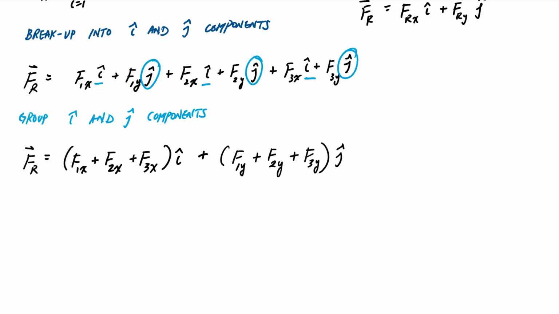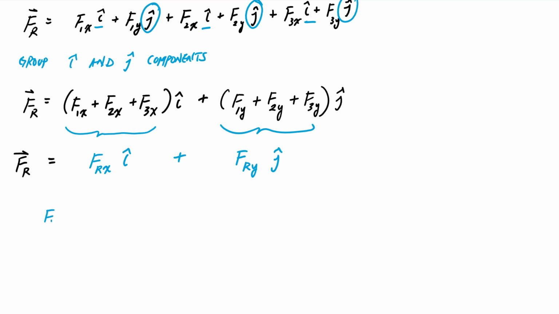Relating back to the resultant, I can see that the sum of this right here is going to be FRx, the resultant in the x, plus this right here will be FRy, the j hat component of the resultant. This relationship just tells me FRx can be found by summing up all the x components, and the resultant y component calculated by summing up all the y components together.